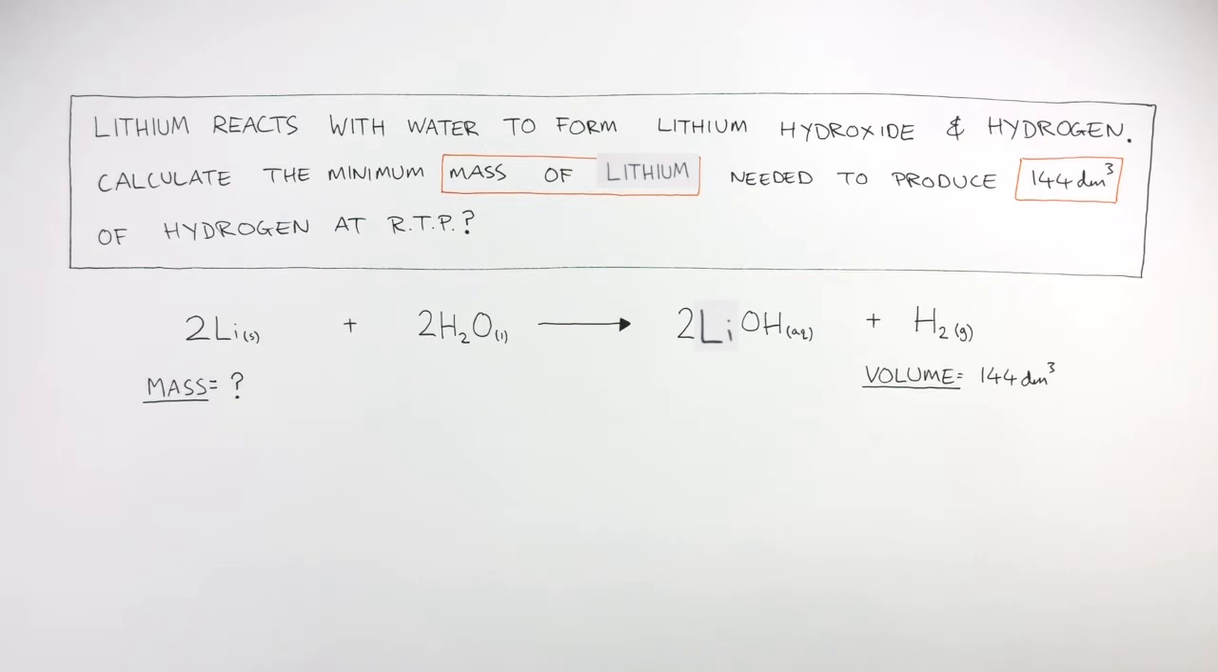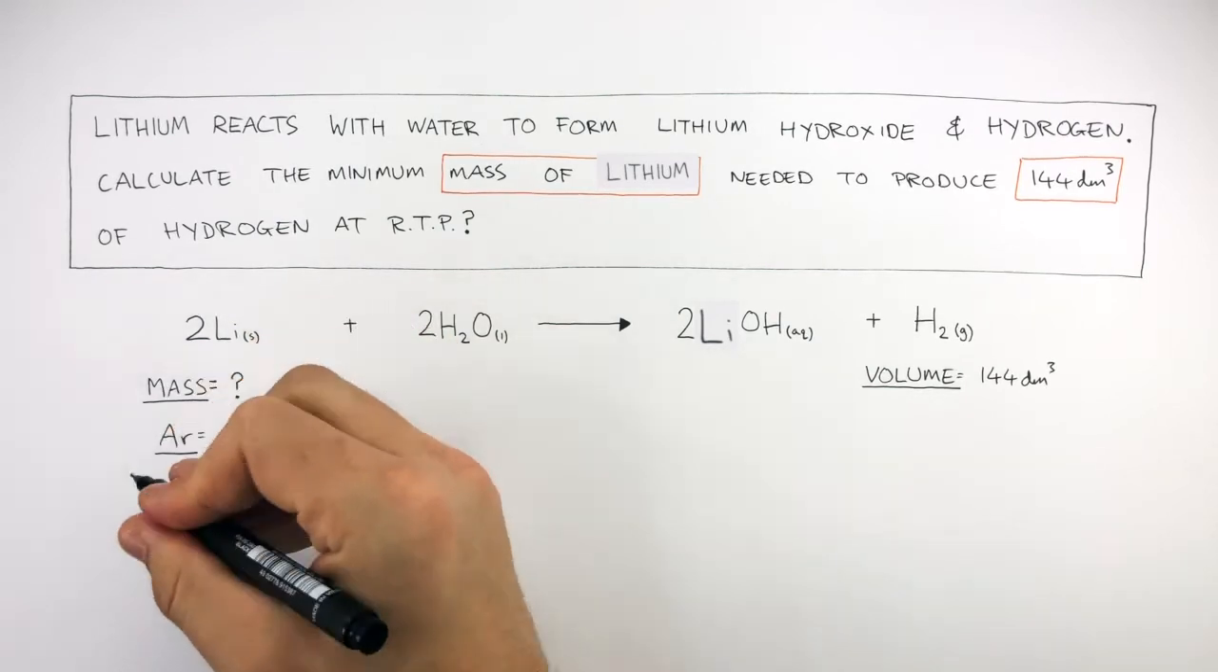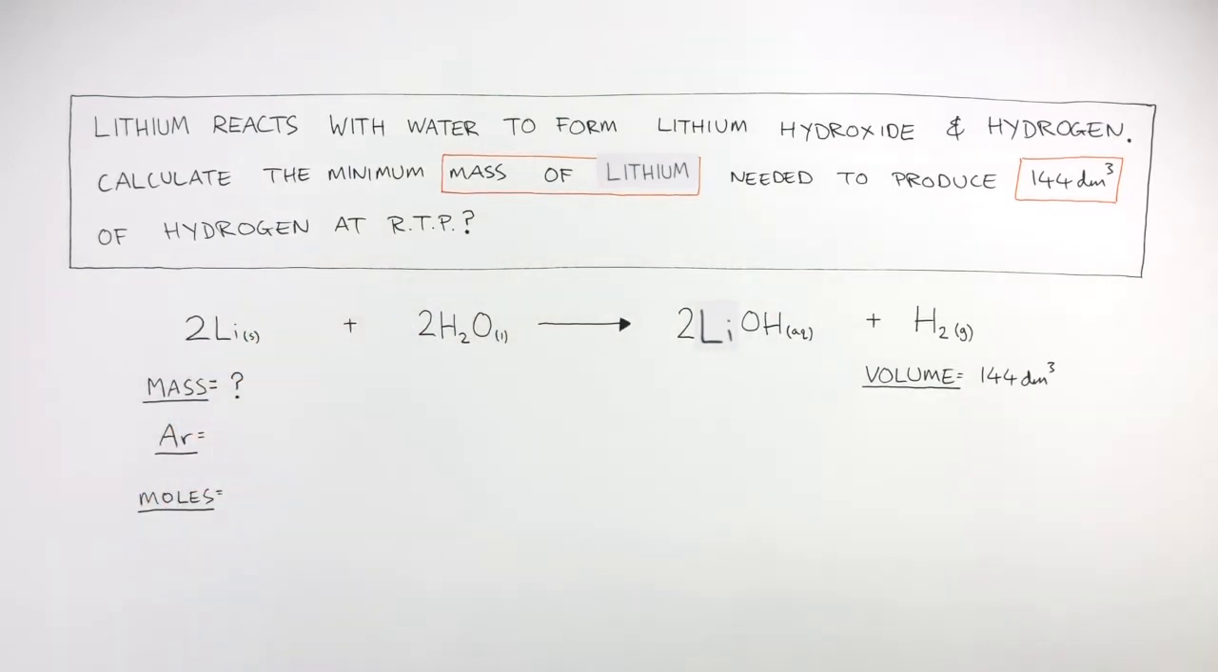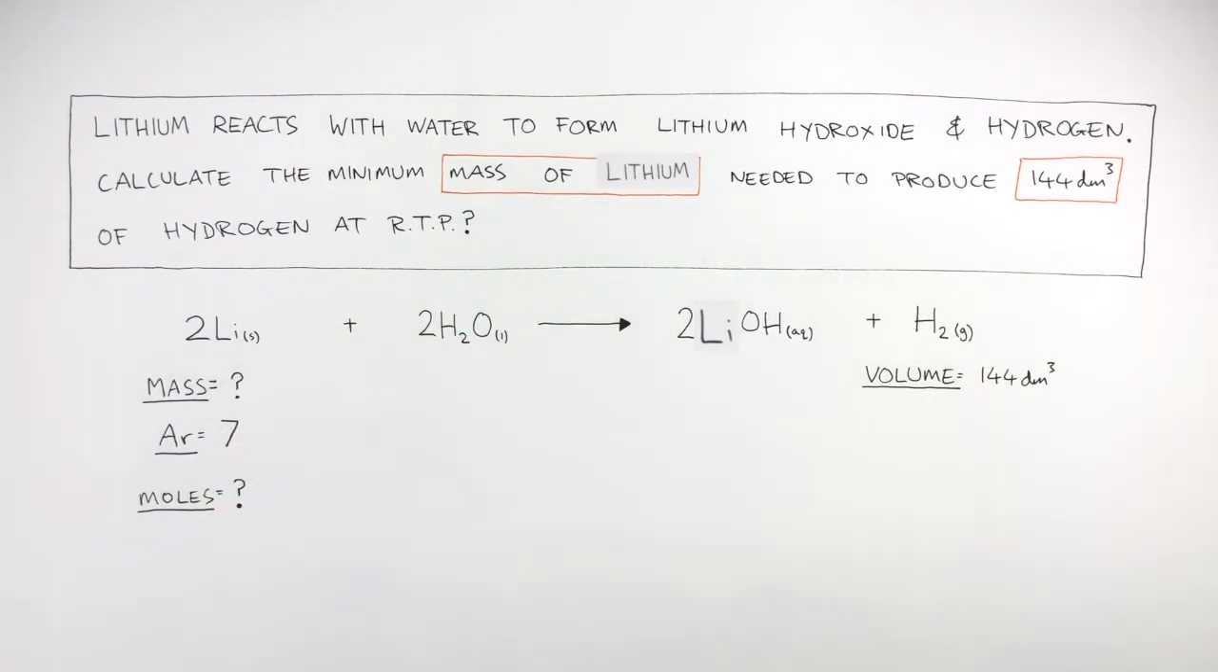To calculate the mass of lithium, we need to know the AR, relative atomic mass, and moles. From the periodic table, we know the AR of lithium is 7, and we do not know the moles, so we write a question mark, as this is what we need to calculate as well. We can calculate the moles of lithium if we know the moles of hydrogen.